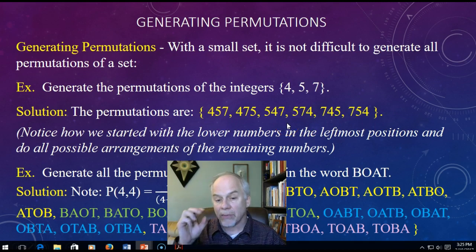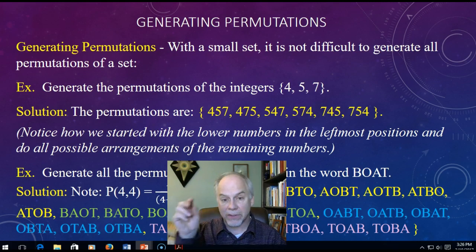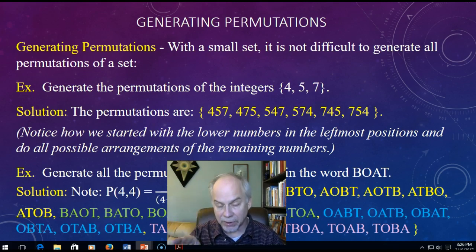Now, the formula for finding how many permutations you'd have if you have 3 objects is 3 factorial, because there's 3 options for the first position, then 2 options for the second position, and only 1 option for the third position once you've chosen the first 2. So 3 times 2 times 1 is 6, and that's how many we had here. There's 6 permutations for those numbers 4, 5, and 7, or for any 3 things, okay?